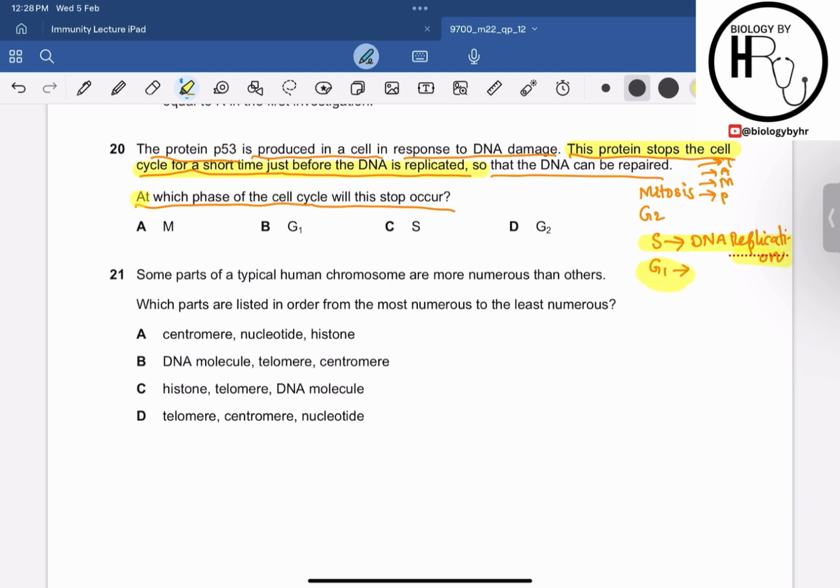So the question asks at which phase of the cell cycle this stop will occur. The correct answer to this MCQ is option B, which is the G1 phase. Hence option B is our correct answer.